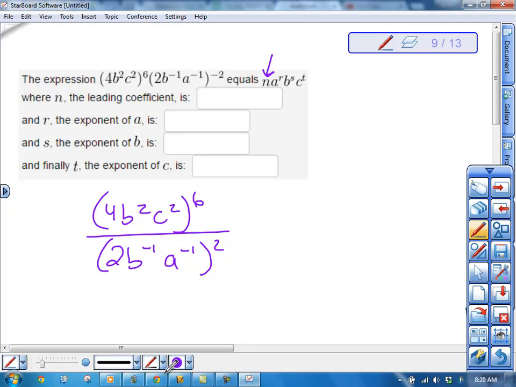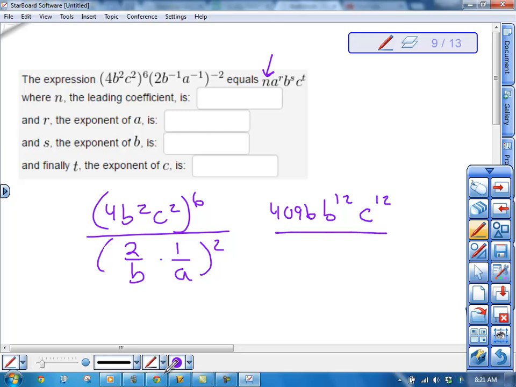Okay. Now I'm going to make these positive as well by moving those to the bottom, so I'm going to make this 2 over b, and I'm going to make this 1 over a, just because I like to get rid of those negative exponents. Now, to simplify from here, I'm going to do the numerator, 4 to the 6th power, which is 4,096. And I have b, 2 to the 6th power would be 12. You multiply like that, so it's 2 times 6, which is 12. And then c to the 12th power all over.